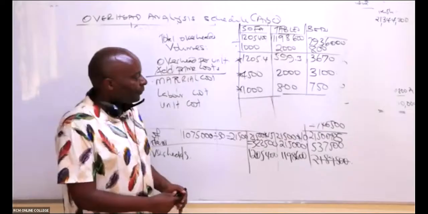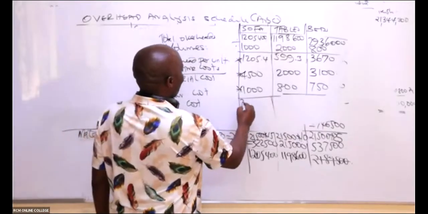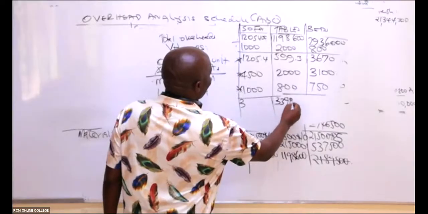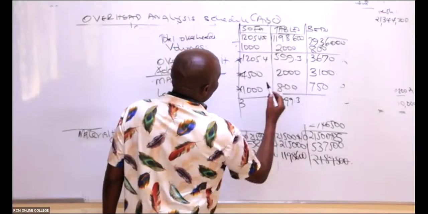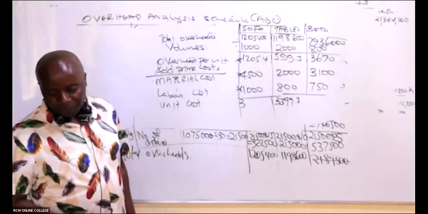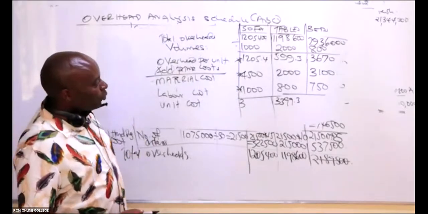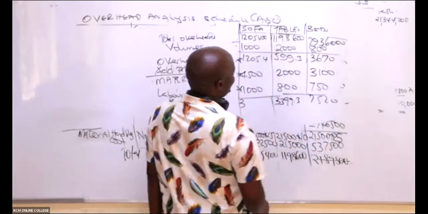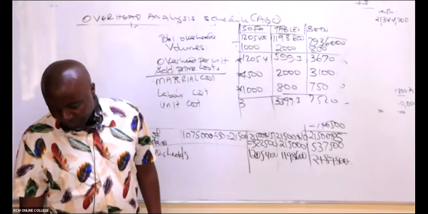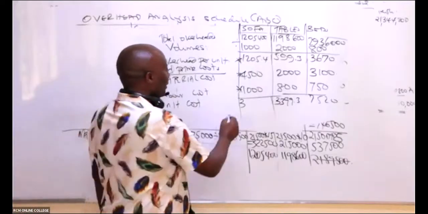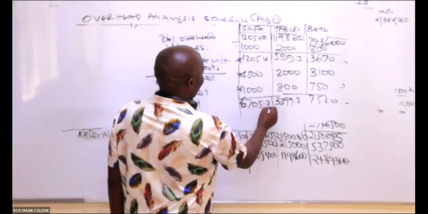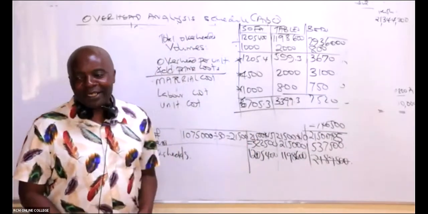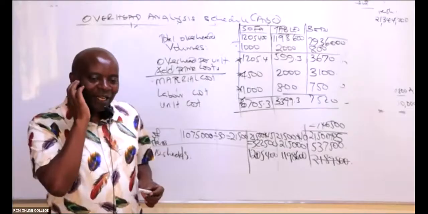Tables, how much? 33,99.3. Thank you so much. Beds, 2520. Sofas, 6705.3. So if you compare the traditional method and this ABC method, the answers can never be the same.